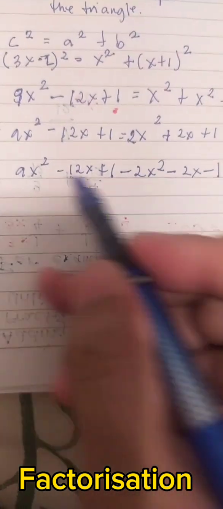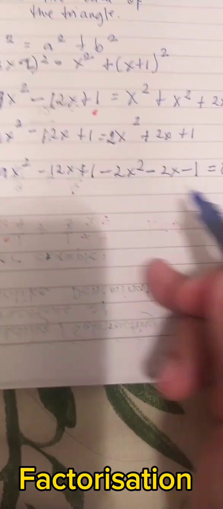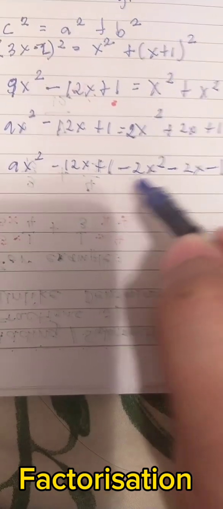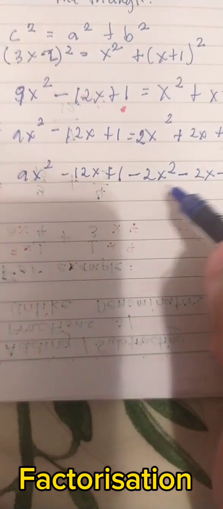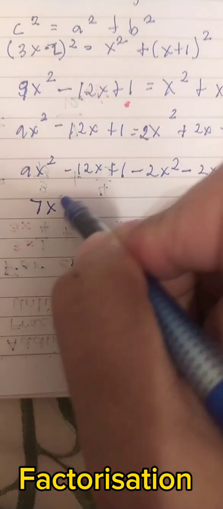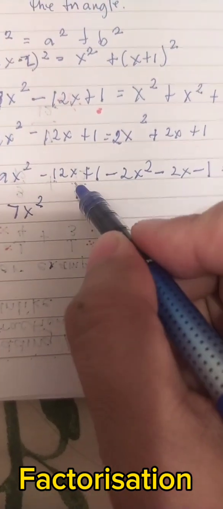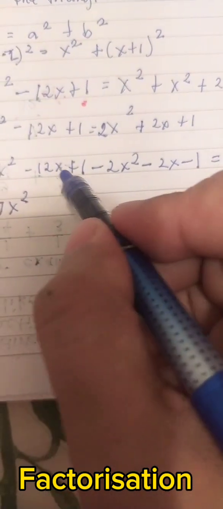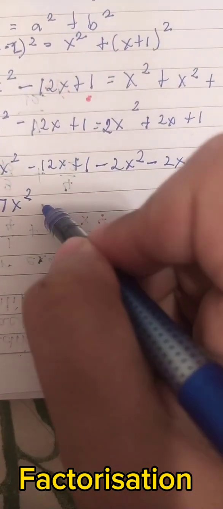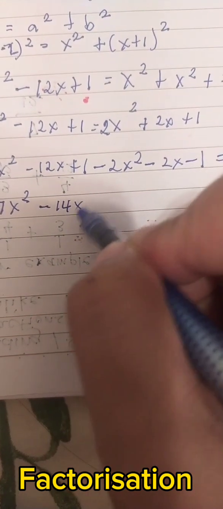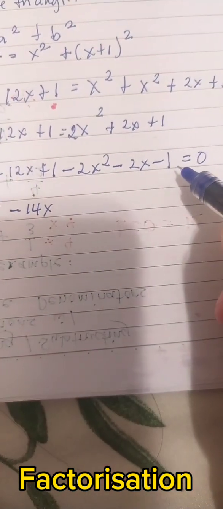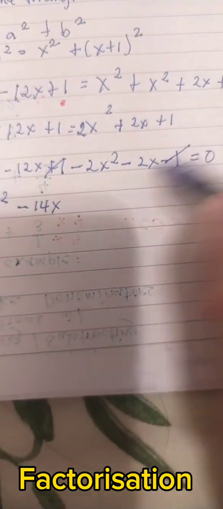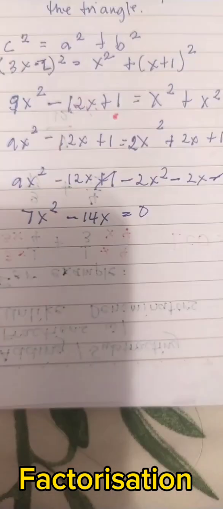Kaya lahat ito, combine natin sa kanilang like terms. So, 9x squared minus 2x squared is equal to 7x squared. And then, tingnan natin yung mga x's natin. So, we have here minus 12x minus 2x is equal to minus 14x. And then, plus 1, minus 1, so canceled out. Okay? And then, equals 0.